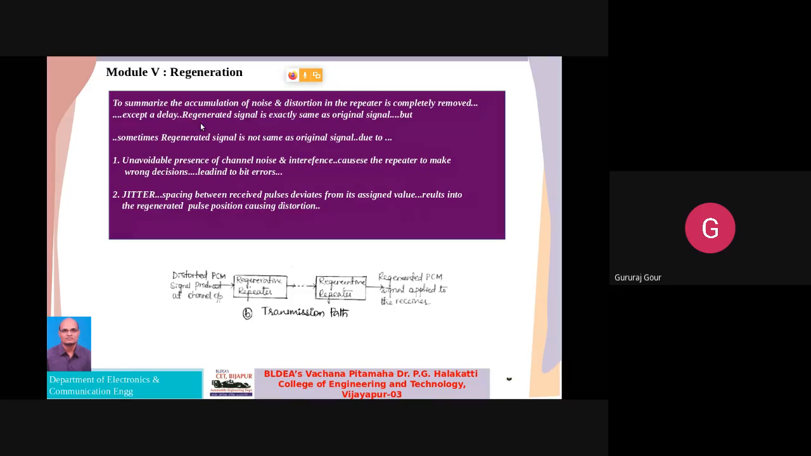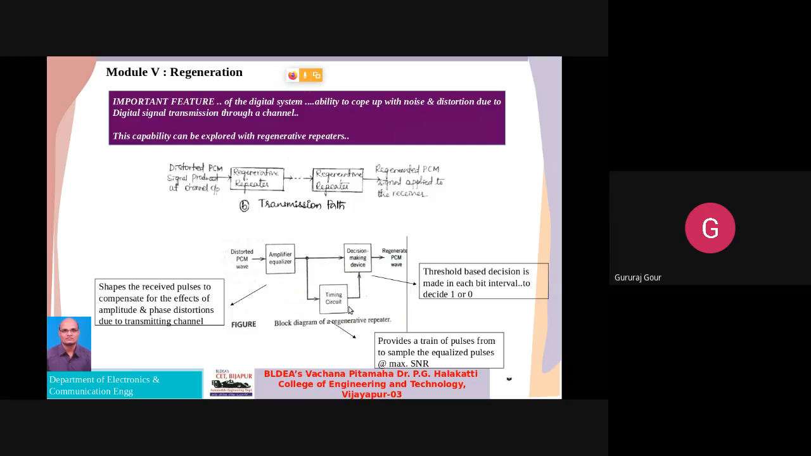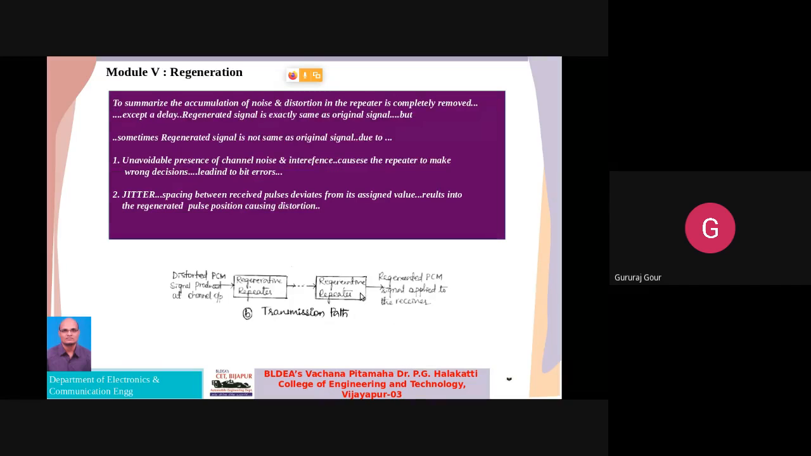But there is a delay. A regenerated signal is supposed to be exactly the same as the original signal, but sometimes it is not, because we are using timing circuitry, so some delay is going to happen. Or sometimes there is some unavoidable presence of channel noise. Whatever you do, that cannot be avoided. Interference is also unavoidable.